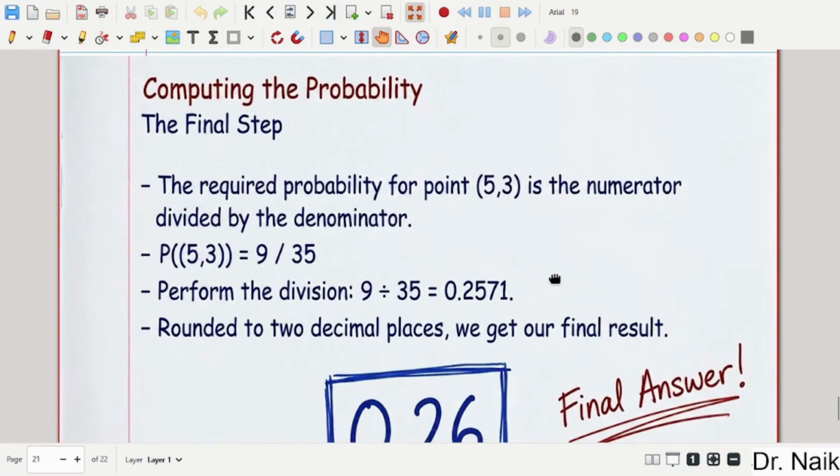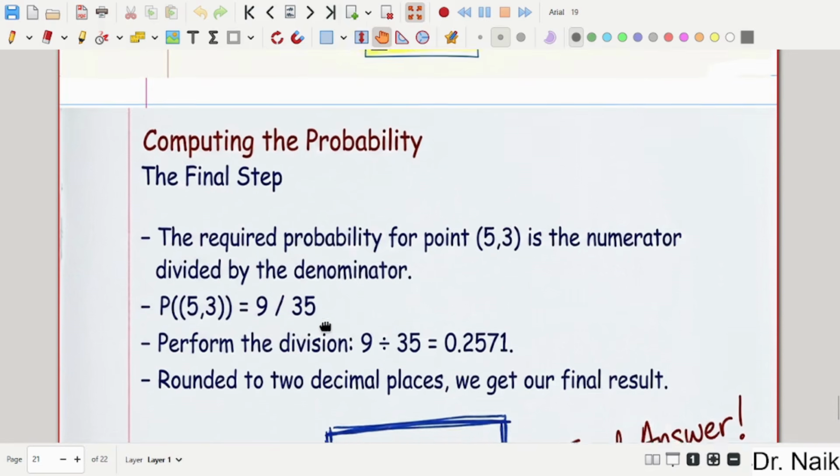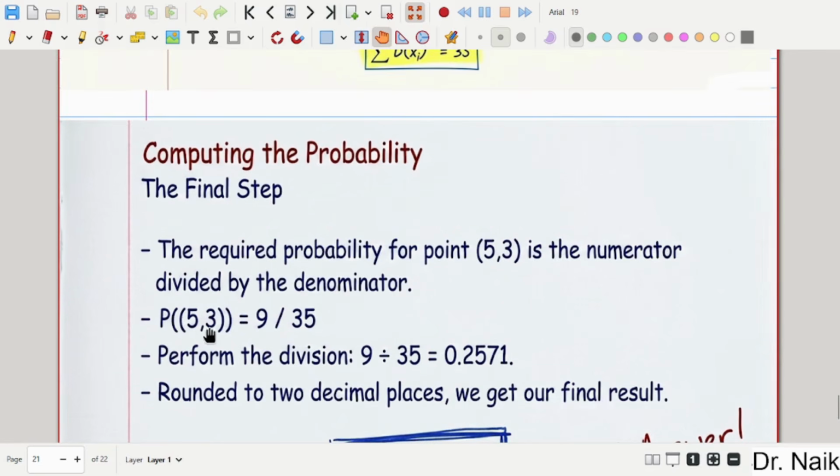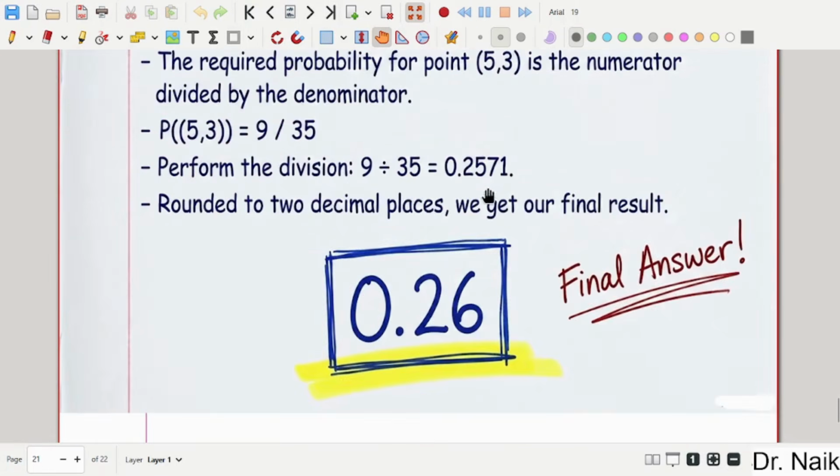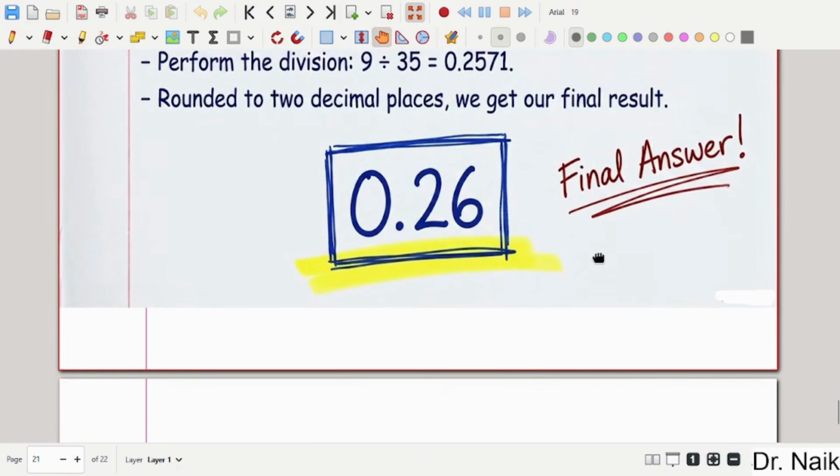Now compute the probability. Substitute the values: d(x) squared divided by the summation of d(x) squared. d(x) squared means the squared distance of the point (5, 3), so it is 9 divided by 35. So 9 divided by 35 is 0.2571. So our answer is 0.26.